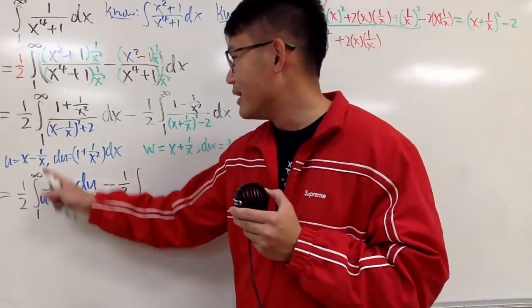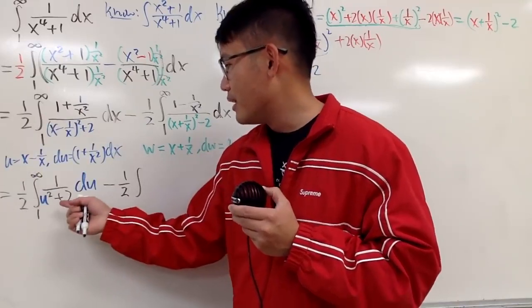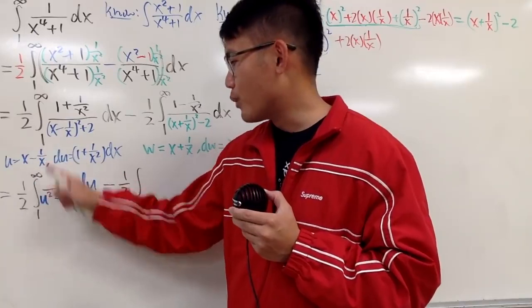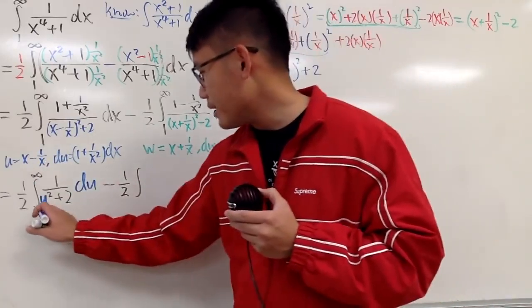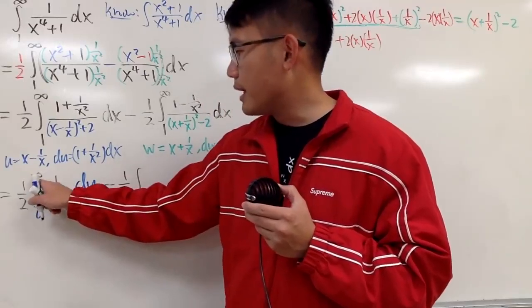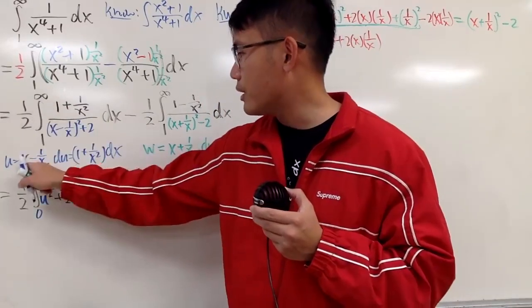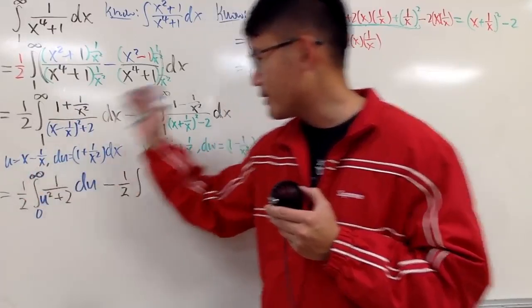This right here was x, going from 1 to infinity. So you should put down x equals 1. 1 minus 1 over 1, which is 0. So the u right here should be going from 0. And then if you plug in infinity into here, infinity minus 1 over infinity is 0. So u also goes to infinity, right?